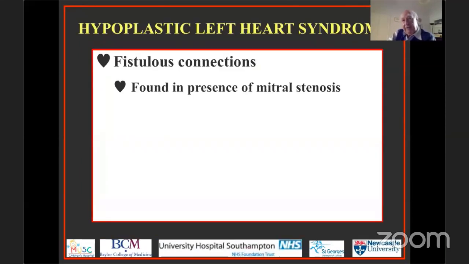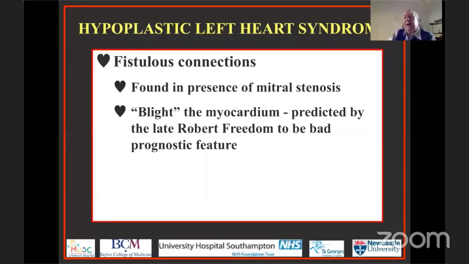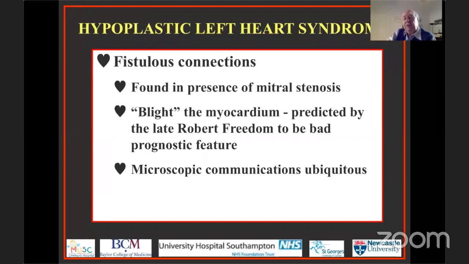And now we have another problem that reflects the fibroelastosis, and that is fistulous communications. And they are found only in the presence of mitral stenosis. And the late Robert Freedom, another great friend of mine, passed on quite some time ago now, Robert always maintained that these fistulous communications blighted the myocardium. And he predicted that they might be a bad prognostic feature.